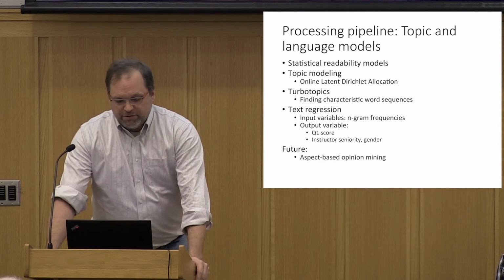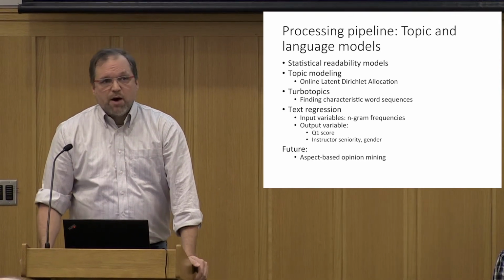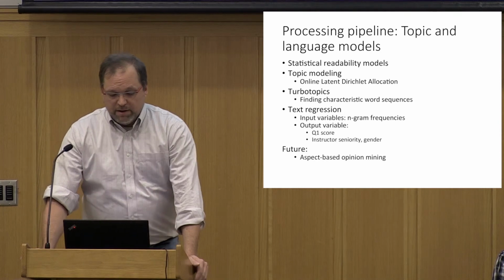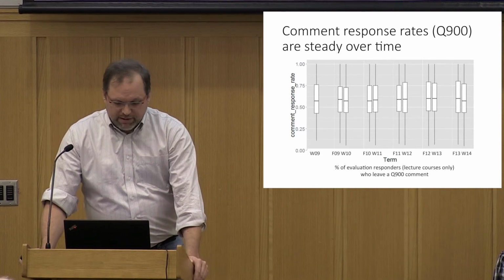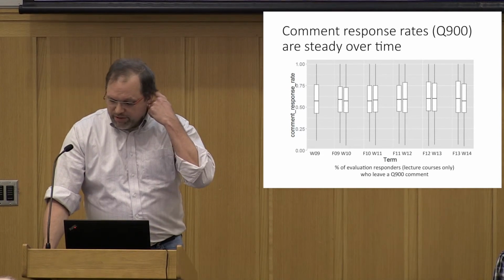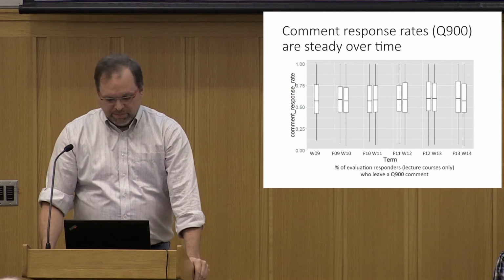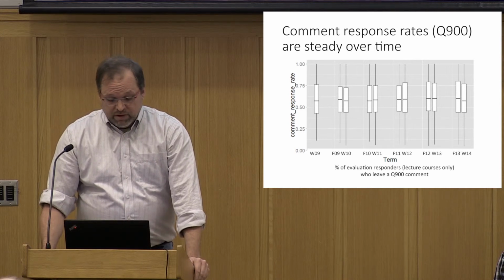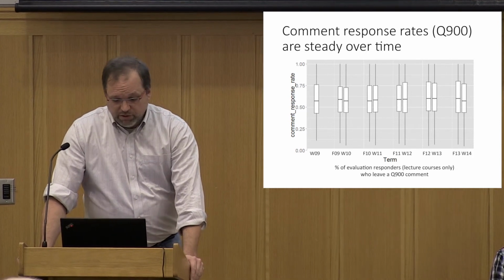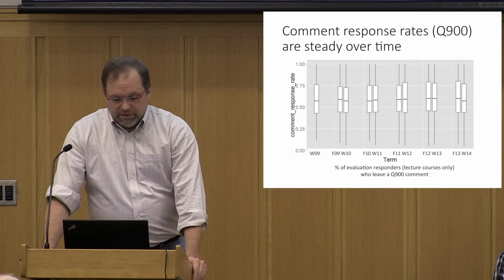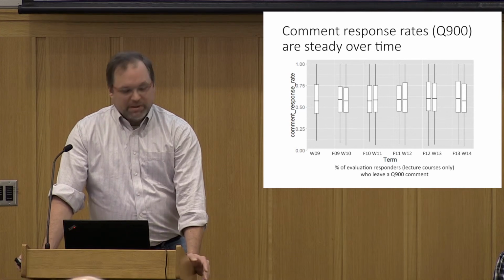So I'm just going to share a couple of very simple basic statistics, first of all, about comment response rates. How often do people write comments, and how much do they write? This number calculates the percentage of the people who responded to the evaluation, what percentage of them left at least one text comment for the Q900 question. We're just curious to see whether this rate is consistent over time, and it appears to be. So at least in this data set, just over half of the people who responded to the evaluation left at least something in the form of a text comment.